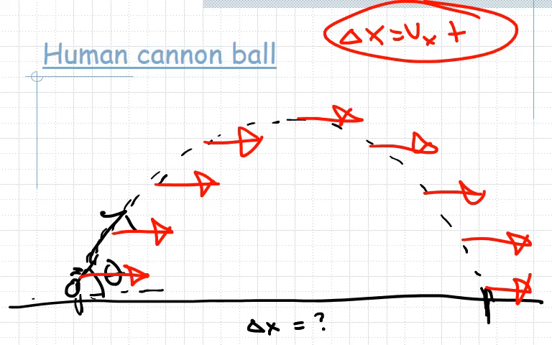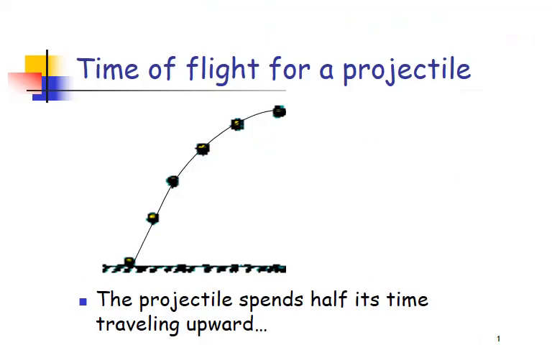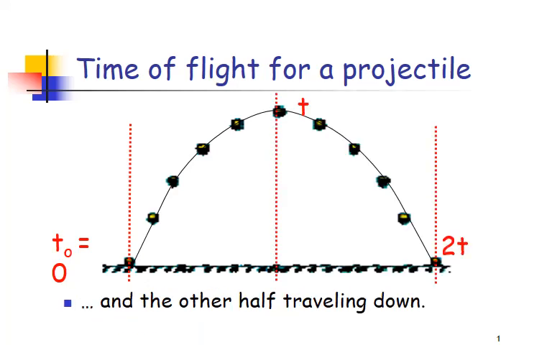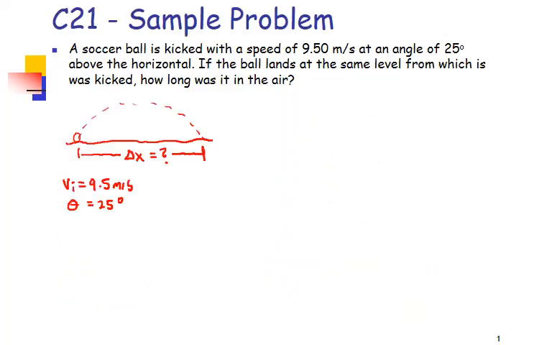But in the y, initially it starts like this, but then it gets smaller and smaller and smaller, and then Vy at the top is 0. And that can be very helpful as well, because we can figure out what the velocity is halfway. Again, it'll spend half the time going up, half the time going down. And yes, we can use that to know what's going on.